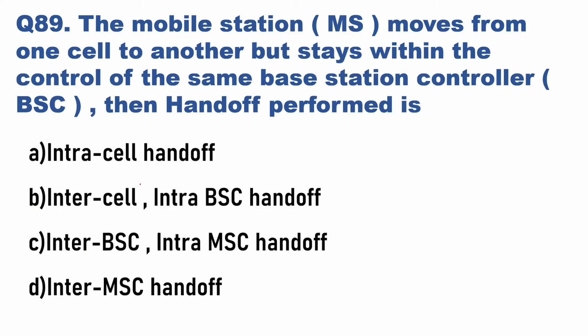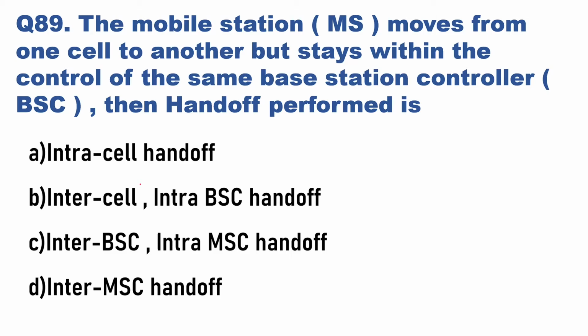The mobile station MS moves from one cell to another but stays within the control of the same base station controller BSC. Then the handoff performed is called what? Option A is intra-cell handoff. Option B is inter-cell intra-BSC handoff. Option C is inter-BSC intra-MSC handoff. And option D is inter-MSC handoff.